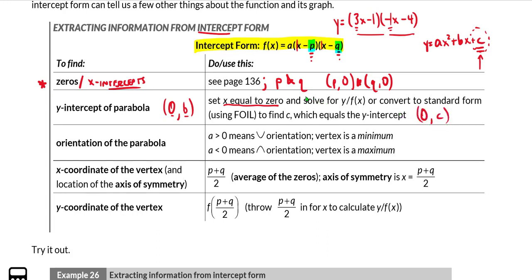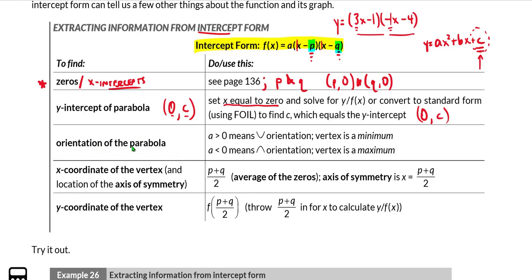Again, it doesn't really matter which way you go. You can either set x equal to 0, solve for y or f of x, or you can just FOIL out intercept form to get standard form, and then whatever is hanging out there at the end is going to be your y-intercept. So the y-intercept will occur at 0 comma c. I'm going to actually change that b to c there just so that we don't get confused.